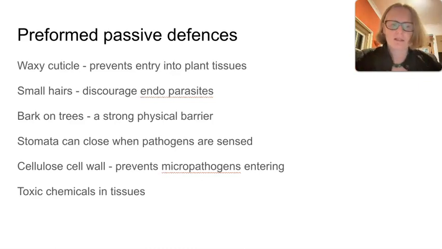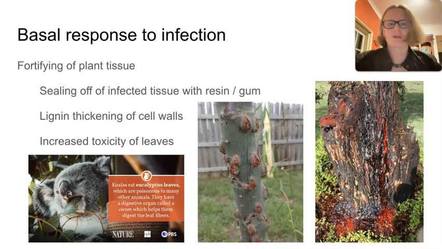There are also some plants that accumulate toxic chemicals in their tissues, like eucalypts, for example. You've got all that eucalyptus oil along with many other chemicals, and that's actually not very palatable to most pathogens. But in addition to that, if something were to get past those barriers, plants can respond in 3 different ways. The first thing is just a basic response, a basal response. And essentially what the plant does is fortify or strengthen the plant tissue.